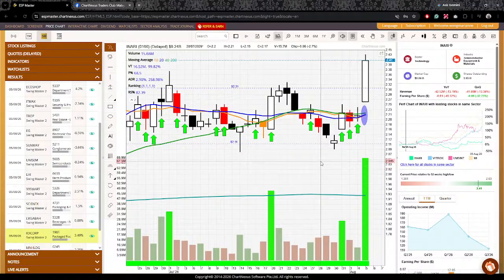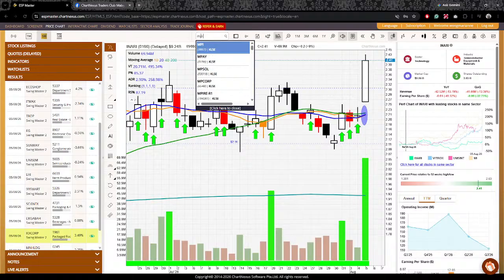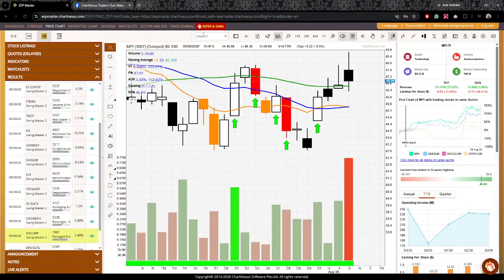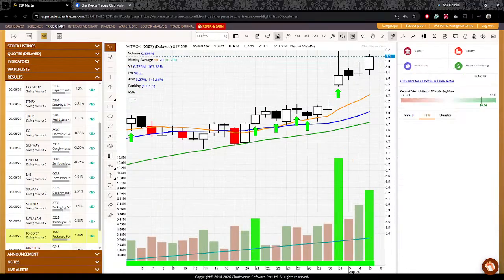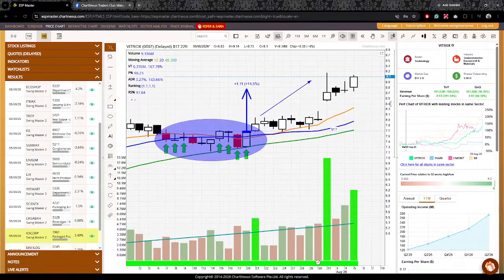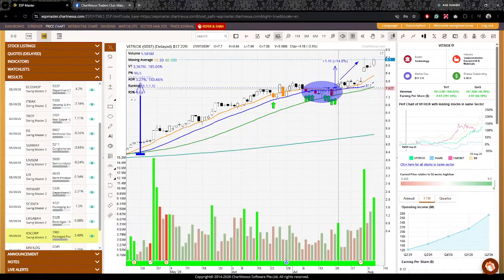Because I was looking at this, I was like, Inari moving, so I went on to check the other semicon related stocks. Let me check MPI. You can see MPI moving as well. So when stocks move in one sector, the sector moves together. Here, VTROX. You can see VTROX here.